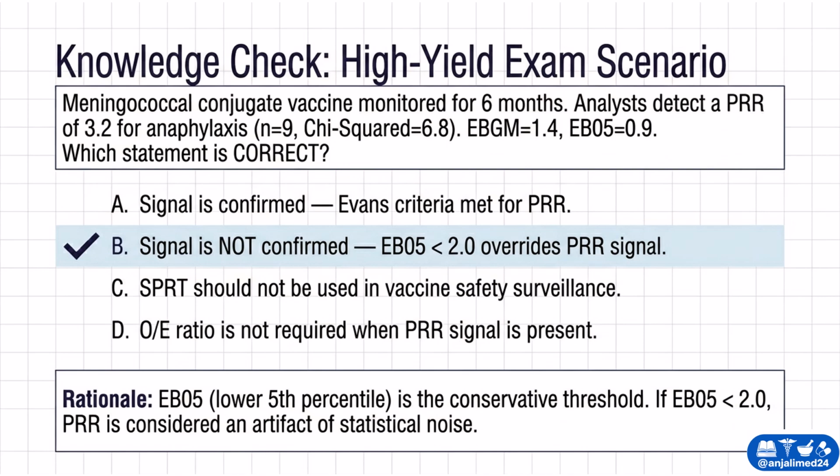The major takeaway from this slide is that robust pharmacovigilance depends on signal triangulation and conservative confirmation methods. A statistical spike does not equal causality. Strong vaccine safety conclusions require consistency across multiple analytical approaches.